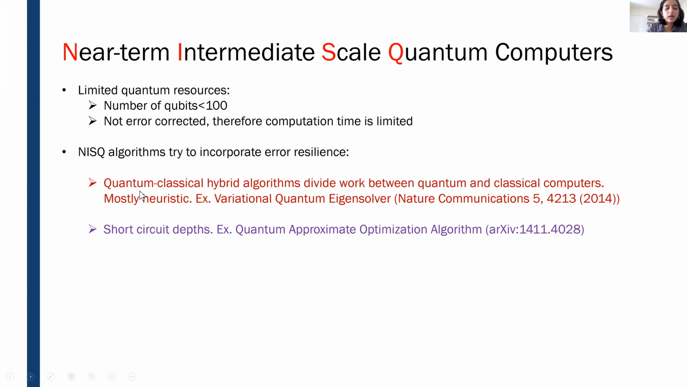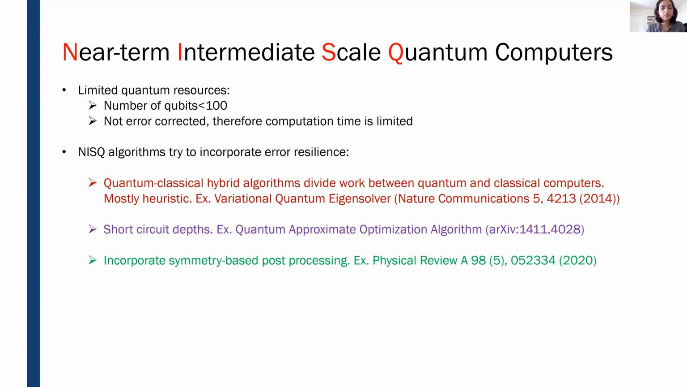A variety of quantum-classical hybrid algorithm is, for example, what's known as the quantum approximate optimization algorithm. You construct an ansatz for a circuit that has a short circuit depth, and you try to use that to minimize some target cost function. The advantage is that you work with short circuit depth, so you're less susceptible to noise. And then another way of trying to remove the effect of the noise from the answer is to incorporate symmetry-based post-processing, and I found this to be really useful in my work.